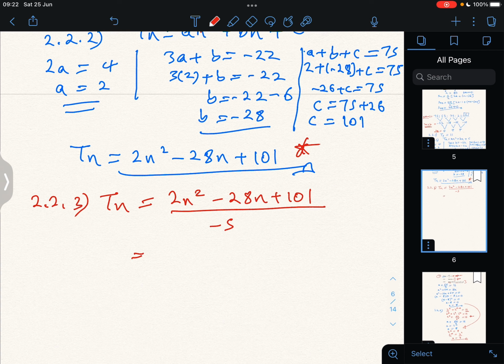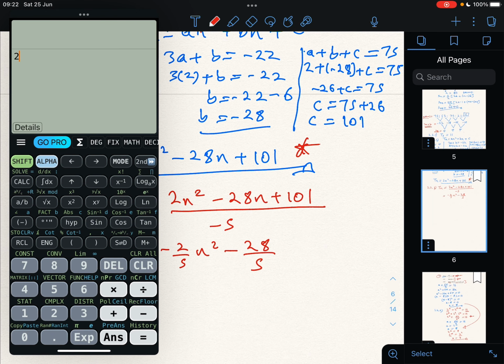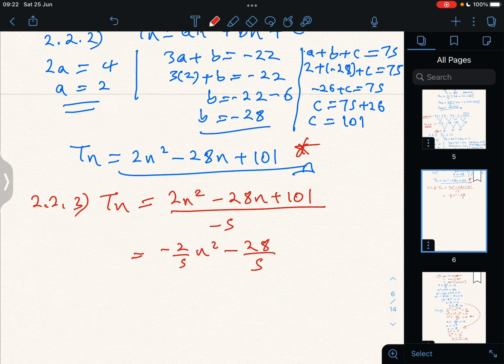I was just going to leave it like this, but let me quickly simplify that. Minus 28 divided by 5. 5 doesn't go into 28, so yes, it gives us a fraction. Minus 101, that's a positive, my apologies, divided by 5.